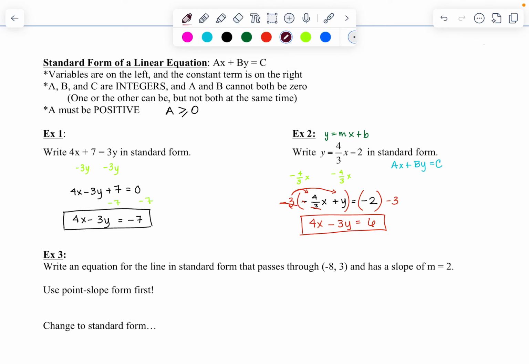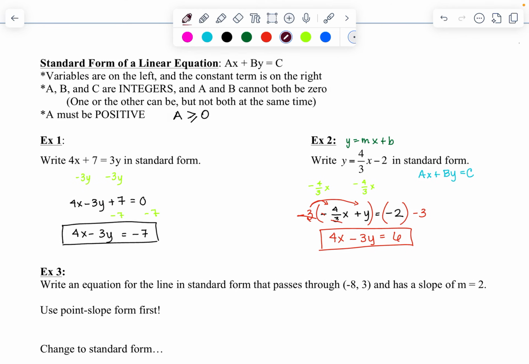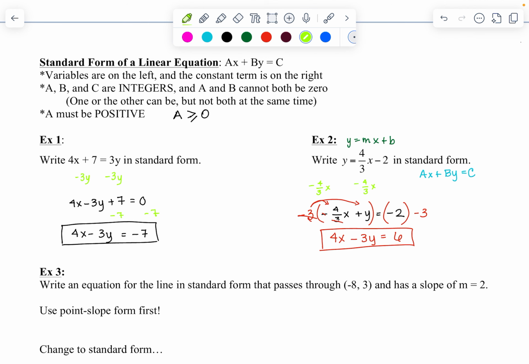All right, greetings class. So we left off at standard form of a linear function. I need you to make sure you go back and review these three things.